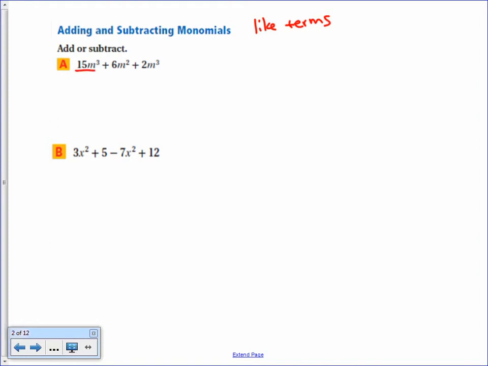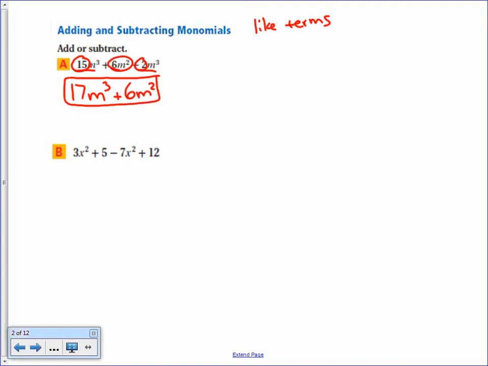You might notice that 15m to the third and 2m to the third both have the m to the third on it. So we can take those numbers in front and add them together. 15 plus 2 will give me 17. Since they're both m to the third, it's kind of like a last name, we're just going to write m to the third. So these two combine together. But that 6m to the second can't be combined. Since it's an m to the second, it's technically not the same. So we're just going to tack that on the end. Combine what you can, and then leave whatever else alone and tack it on the end.